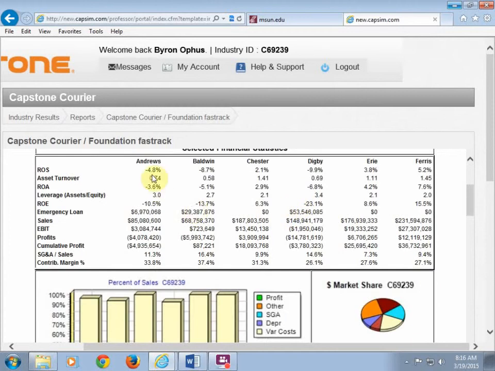Let's go. ROS. Of course, when teams lost money, and three of them, Andrews, Baldwin, and Digby, all lost money, their ROS is obviously going to be negative. And it was. Their asset turnover, again, I don't get terribly excited about that, but it's revealing that Chester had a lot better asset turnover. Look at Digby's, and their asset turnover is actually lower than Andrews. That is kind of interesting.